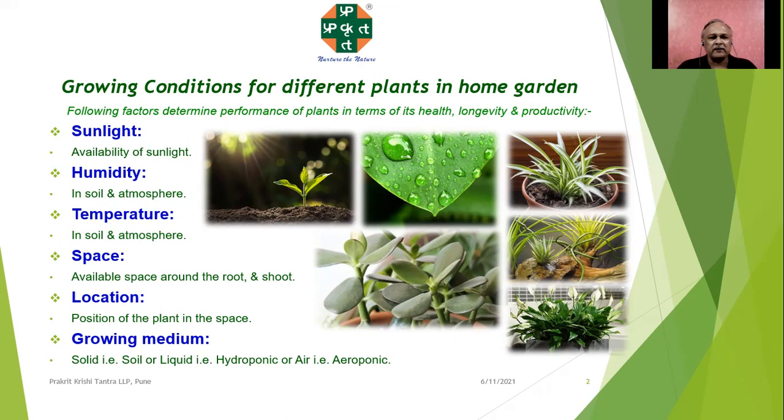Next comes the space. What kind of space we have and what kind of plants can be grown in that space. In that, the space for the root growth and space for the shoot growth. Because if we don't allow sufficient space within the soil for the root growth, then the plant will not be healthy. And similarly, if we cannot provide sufficient space for the shoot growth, all around space for branching or growth of the plant, then also the plant will not grow properly, it will not look healthy.